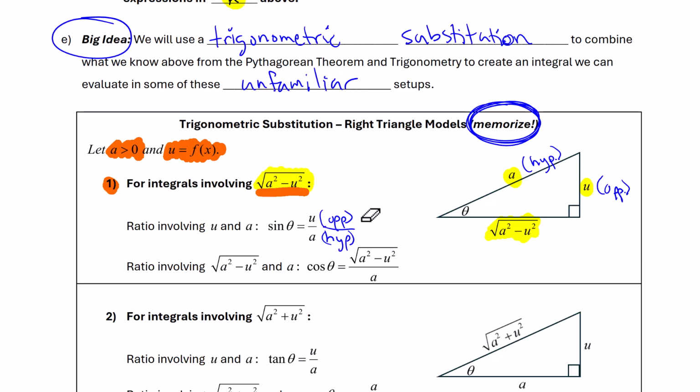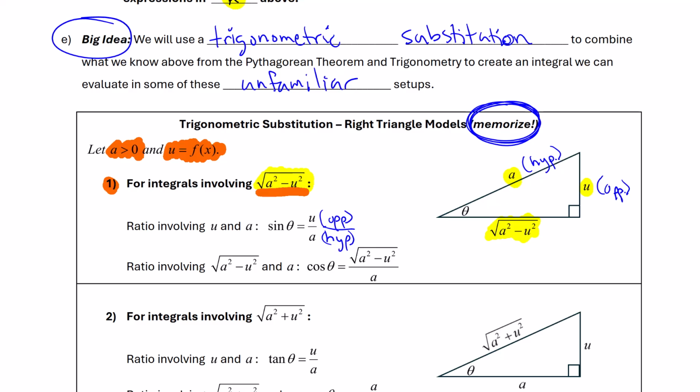Now, how we're going to use it? Well, we'll see that come into play when we get to some examples. I just want to make sure that the basics of this model are at least believable at this point so far. For ratios, secondly, now for ratios involving the square root of a squared minus u squared and a.